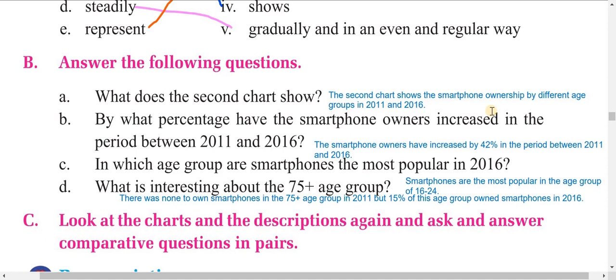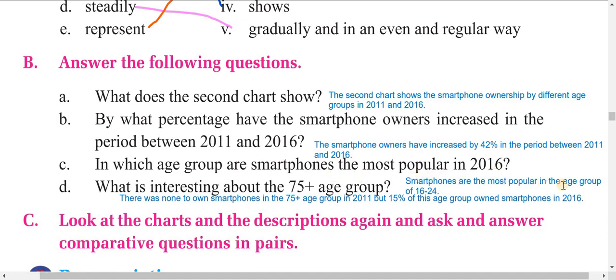You can write. And the second one: by what percentage have the smartphone owners increased in the period between 2011 to 2016? कति पर्सेन्टले बढेको देखियो त बिचमा 2011 to 2016 मा भन्दाखेरि, the smartphone owners have increased by 42% in the period between 2011 and 2016. 42% ले बढेको देखियो.